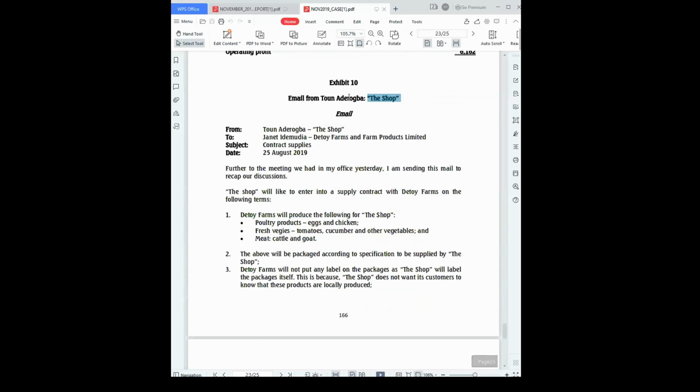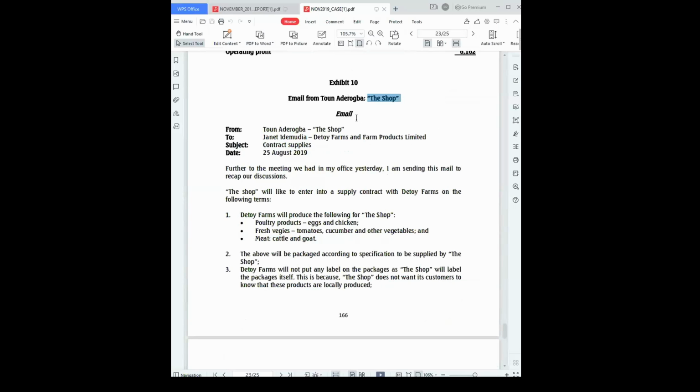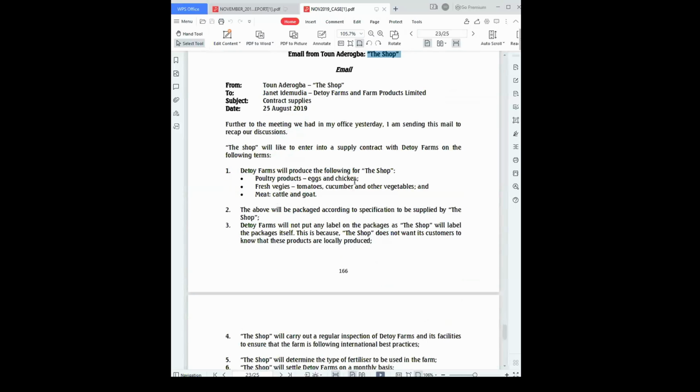Remember, under SCB 2, under requirement 2, they talked about the fact that you should look at this SCB 10 because that is the contract they want you to evaluate. Evaluate it to see whether it is okay for them to accept or not. So the first term says that Detroit Farms will produce the following for Bishop, poultry, all of those things that they are currently producing, right? Okay, that is good.